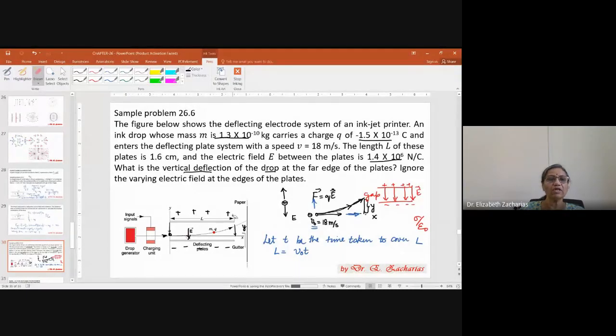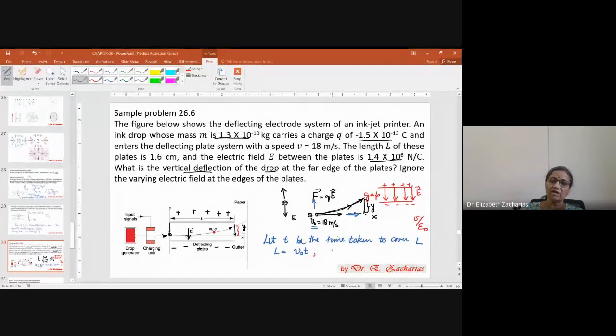Y is only, what's happening? Yeah, y is just this distance. This is y. That much it got deflected from the x-axis direction. So you have to find out y. Let us also now see how to calculate y.